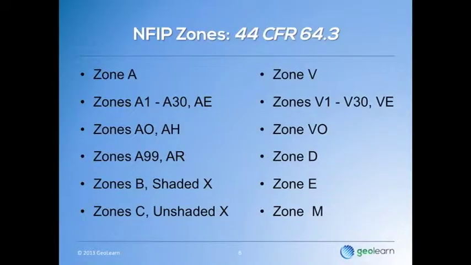Through the floodplain program, the national program has identified various risk levels and they have assigned various symbols to represent those risk levels on the maps that are adopted by the local communities in order to regulate. The first one that we're going to talk about is Zone A.